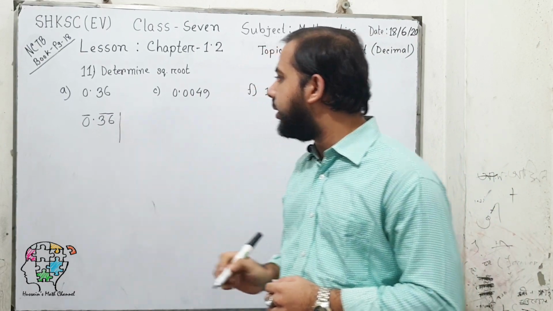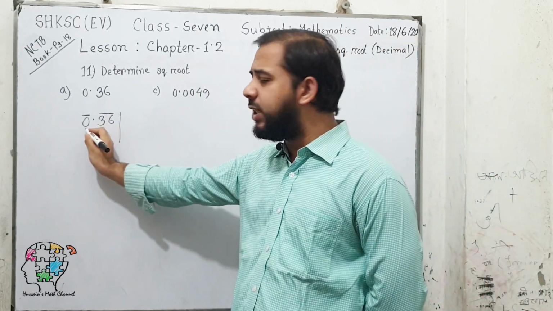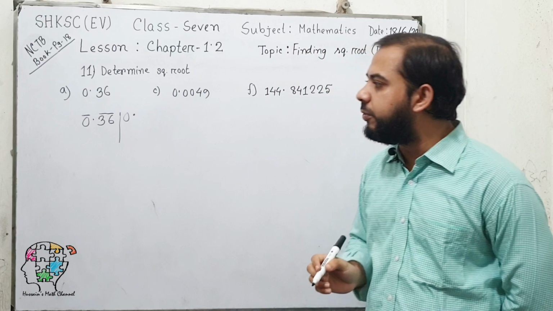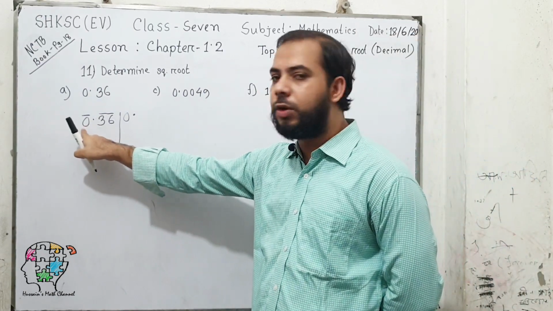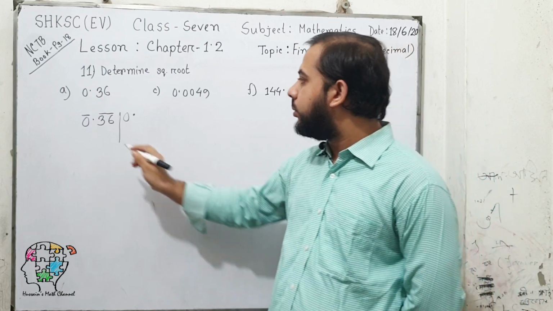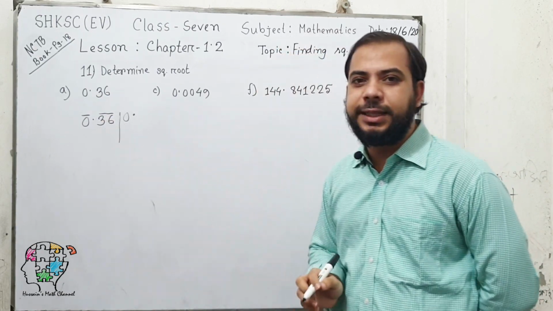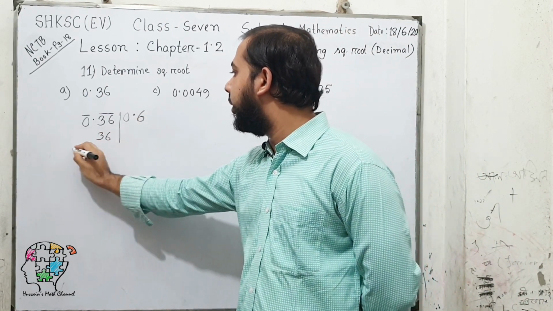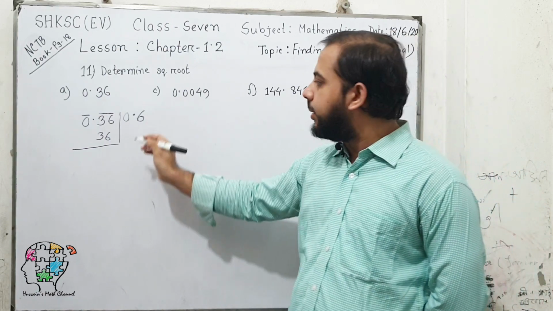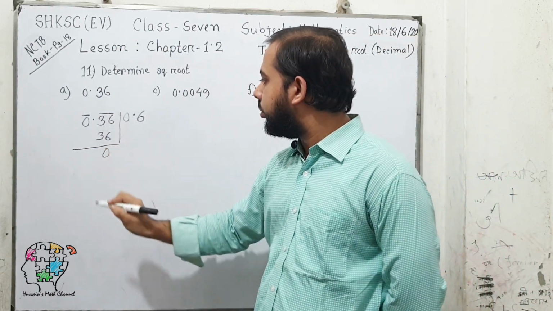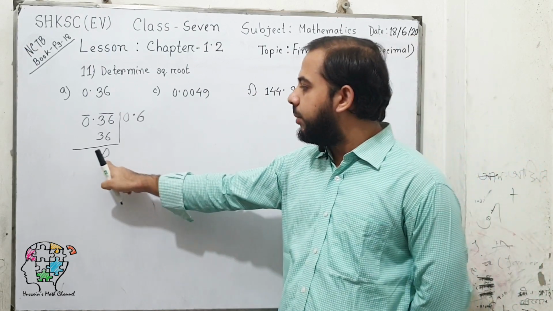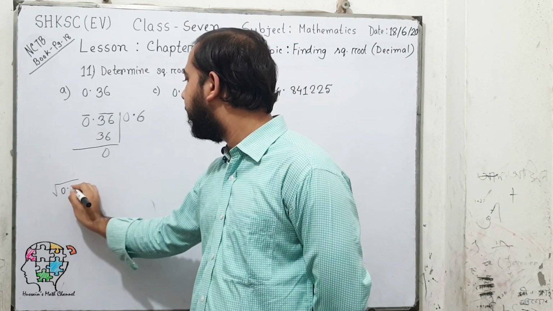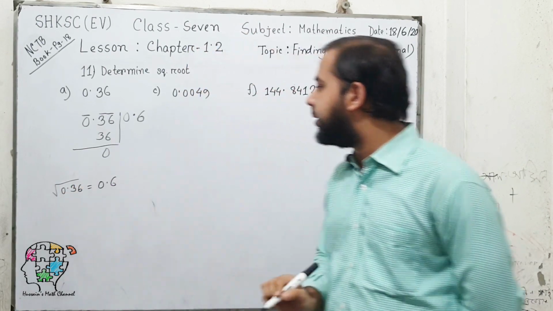So at first, here only 0, so we just give a 0 point, nothing else. We have nothing to do before the decimal because there is only 0, so we write 0 point. Now we see the next pair is 36, and the 36 can easily go with 6. 6 times 6 is 36, which is absolutely similar to the number. So after subtracting we will get 0. If the remainder is 0, then the answer is completed. Therefore the square root of 0.36 will be 0.6.